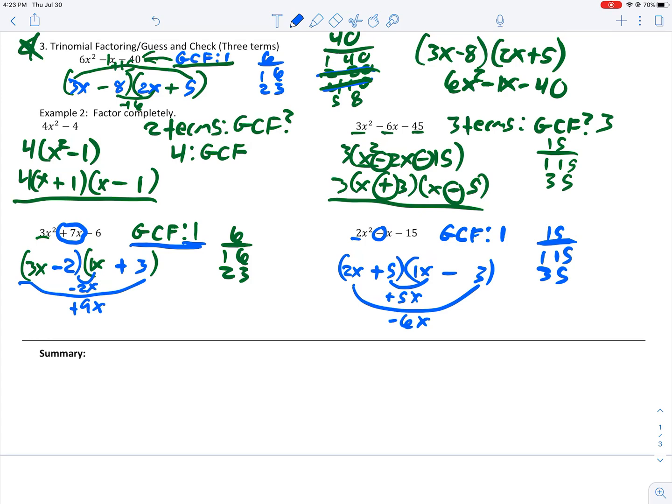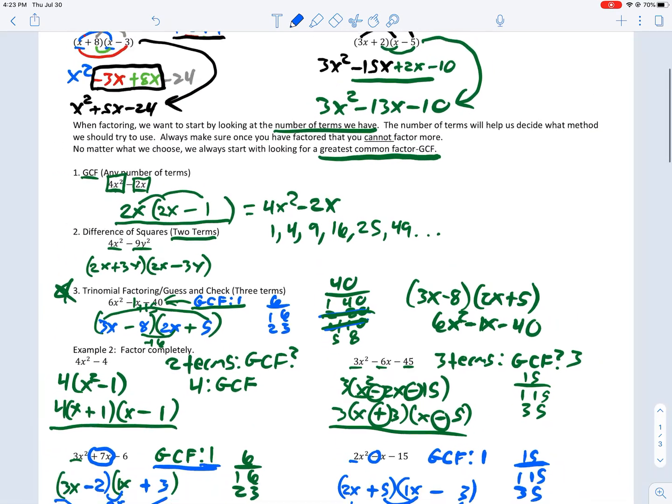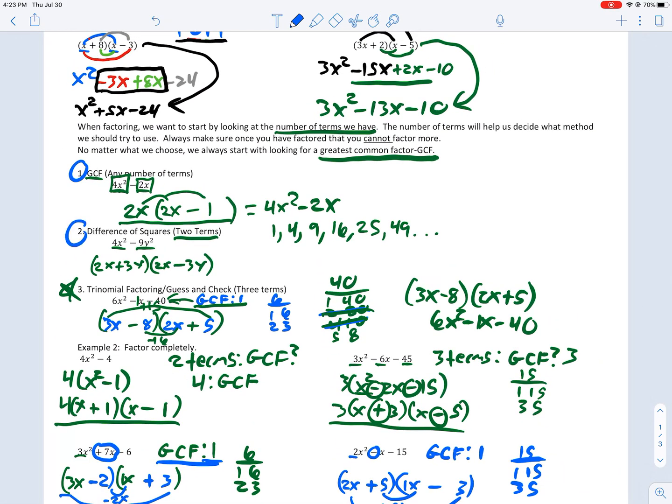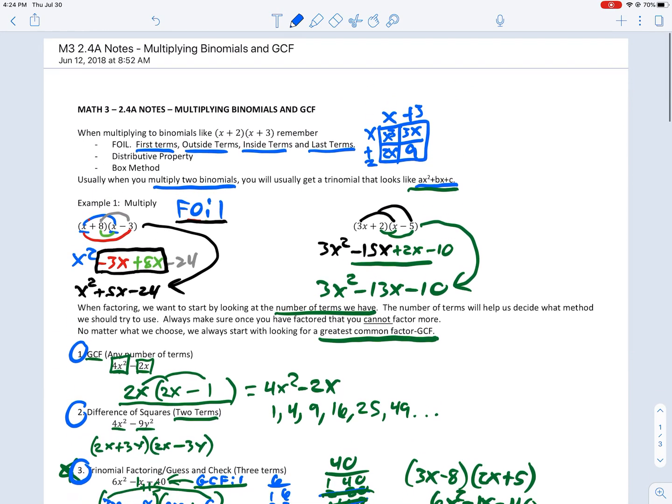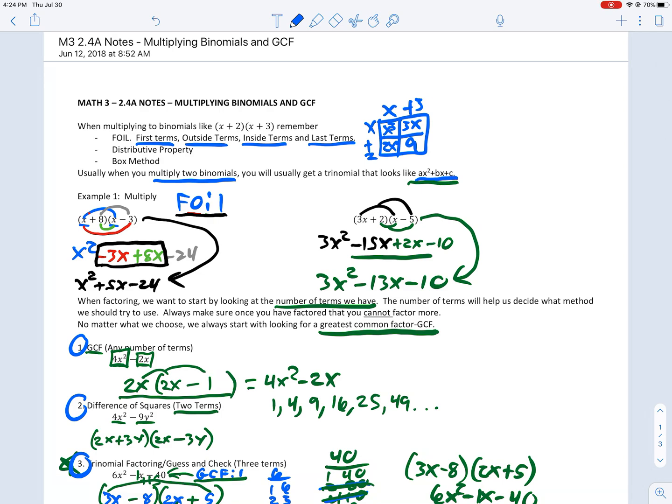So trinomial factoring really helps when you know the GCF. It makes it a little easier. It helps when those a values are nice, like prime numbers. So as you go through and factor, look at how many terms you have, but you always want to think of trying to do a GCF because it just makes the factoring easier for you.